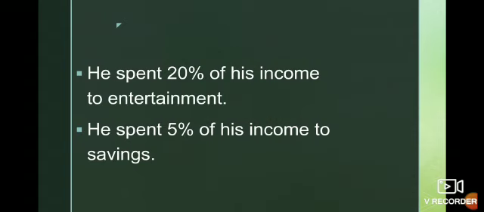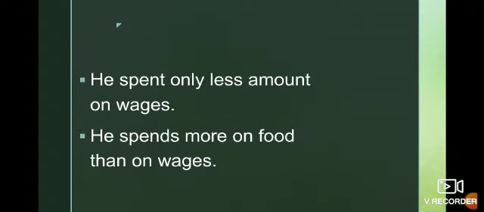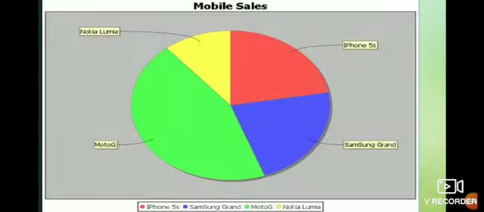He spent 20% of his income on entertainment. He spent 5% of his income on savings. He spent 5% of his income on transport. He spends 5% of his income on wages. He spent 25% of his income on rent, and he spends 40% of his income on food. And like this you can write. Then when you compare, you can write like, he spent only a small amount on wages, he spends more on food than on wages. Like this also you can use the comparative degree.